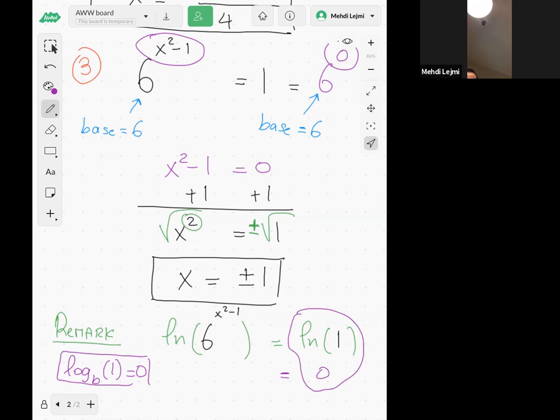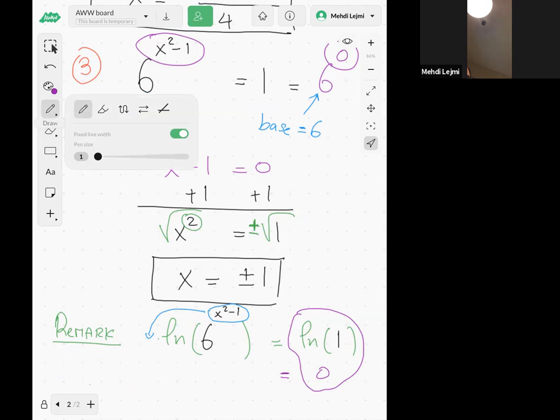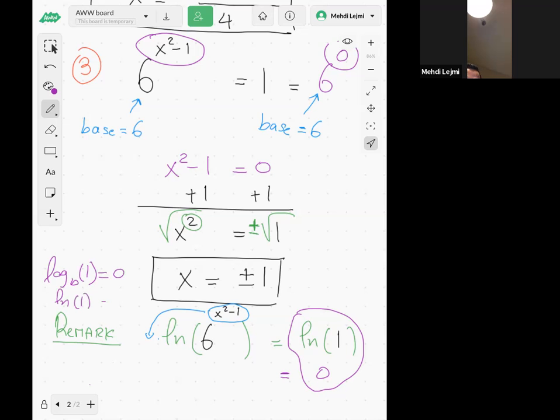On the left side, you can of course bring down this exponent in front of the log. So that would be x squared minus 1. Probably I should erase this thing here, so I'm going to write it somewhere else. So log in base b of 1 is always 0. In particular, natural log of 1 is 0. All right, so then on the left side, I'm going to have x squared minus 1 times the natural log of 6 equal to 0, right?